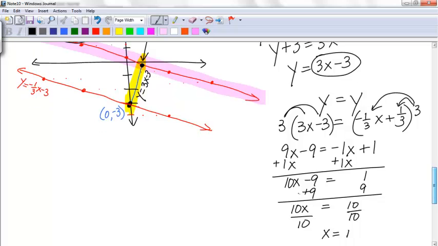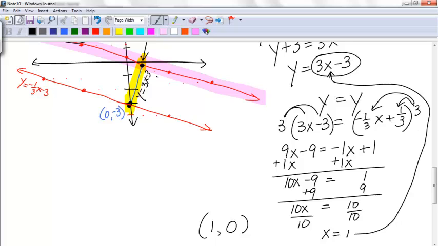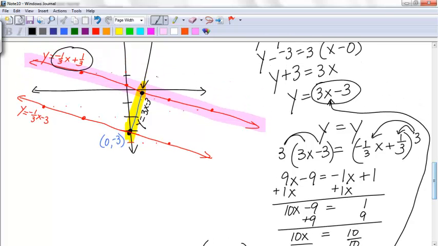Okay? So now we need that ordered pair. If you substitute that back in to either one of the originals, and I don't want to do the one with fractions. So if I put 1 back in there, 3 times 1, 3 minus 3, 0. So this ordered pair, I now figured out this ordered pair is 1, 0.